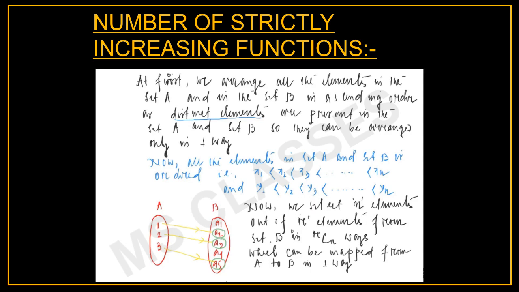Therefore, the number of strictly increasing functions is 1 into 1 into rCn into 1, equal to rCn. First one, the way the elements of the set A have been arranged. This one, the number of ways the elements of the set B are arranged. rCn, the number of ways the selection has been made, n elements out of r. Now this one, the number of ways it has been mapped.